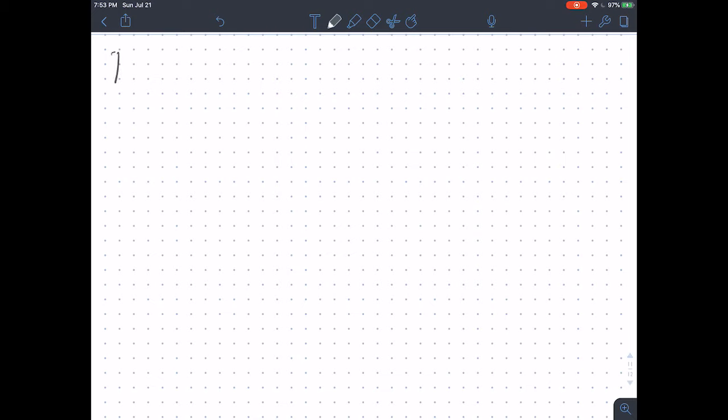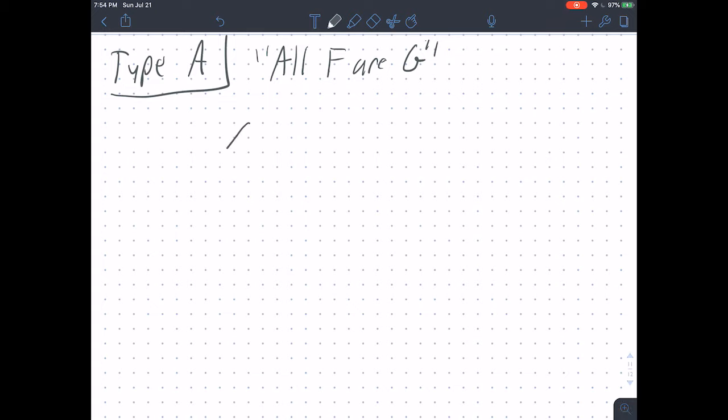Right, so type A, right? So all F are G. Okay, so we're going to need two different circles at first, and I deeply apologize for how sloppy I'm going to be drawing these. I'm just not very good at it. So this is going to be F, and this is going to be G.